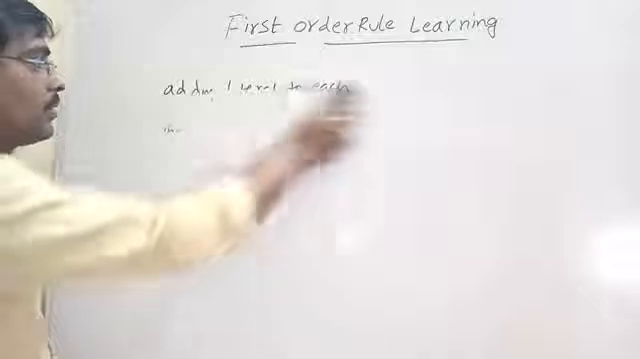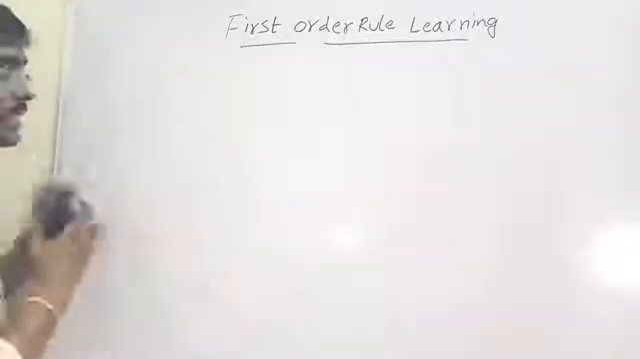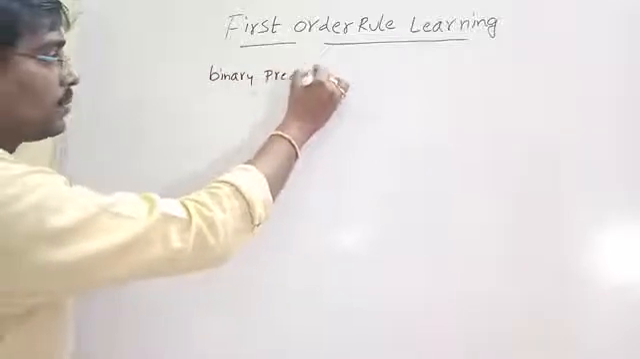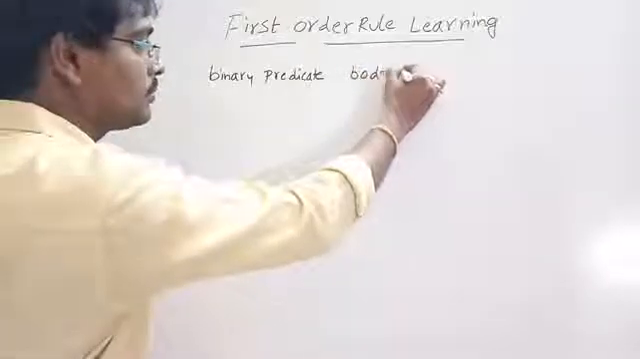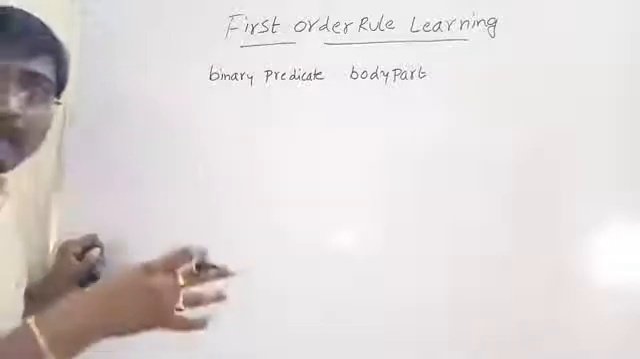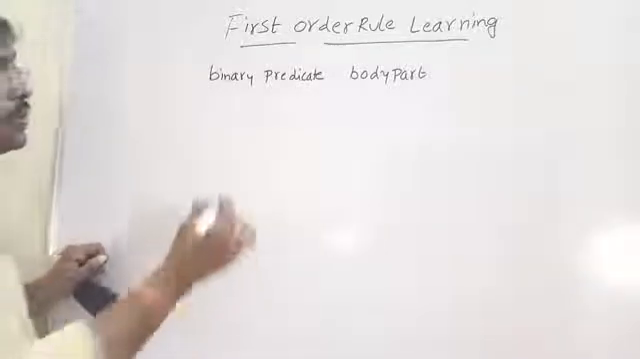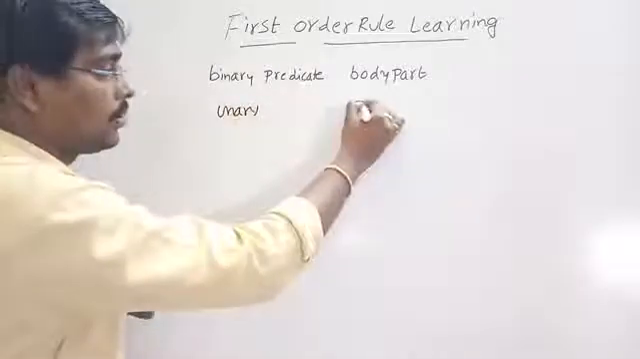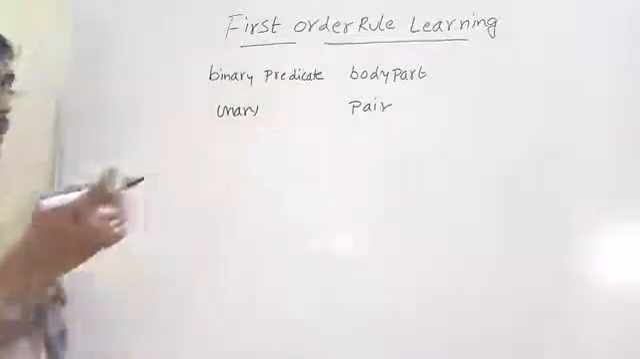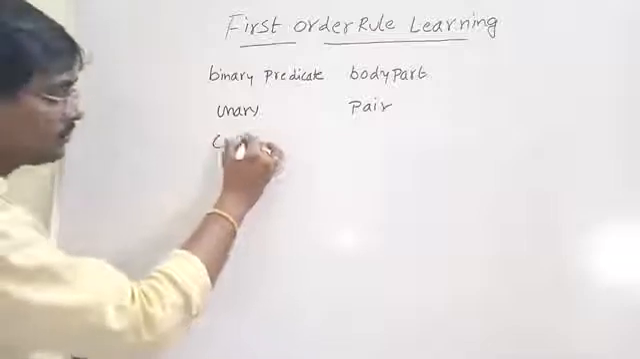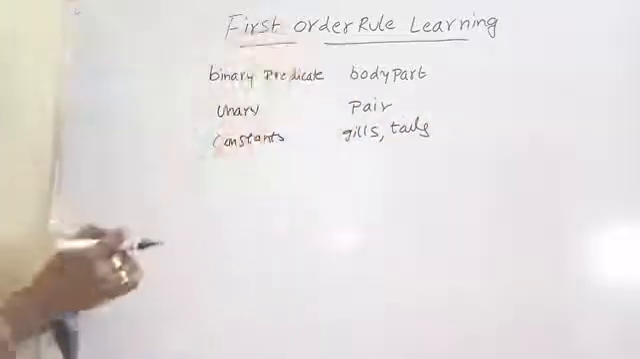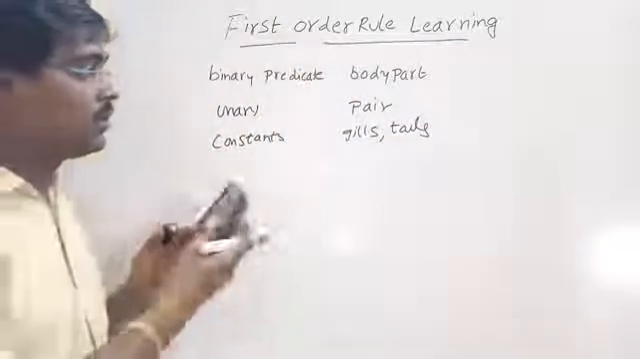Consider an example. How are the literals enumerated? Consider a binary predicate, body part. Binary means it produces two values, either true or false. Suppose a unary predicate, pair of. If it is present, yes. If it is not present, no. And the constants, gills and tiles, and use some of the variables.